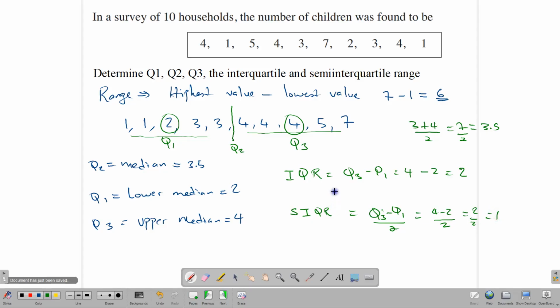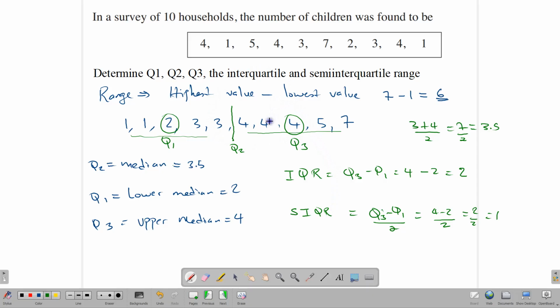All right. So here we have calculated our median, which is 3.5, our lower median, which is 2, our upper median, which is 4, and those correspond to Q1, Q2, and Q3, and then we can use these values to work out the interquartile range and the semi-interquartile range. This is what we can do with it for raw data.